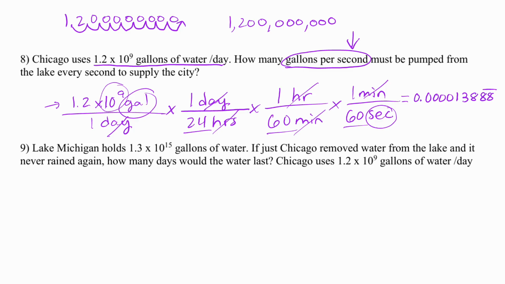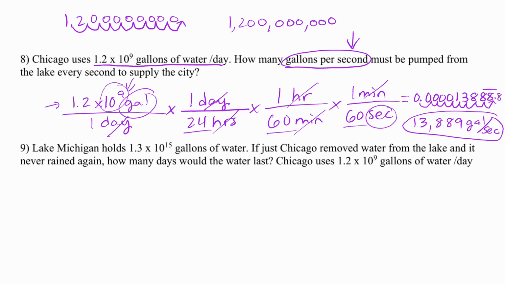0.123413888 repeating. So now I would then apply my 10 to the 9th. So 10 to the 9th is we're making a bigger number, right? So we're going to move this decimal point 1, 2, 3, 4, 5, 6, 7, 8, 9. This is another 8. So that means for my final answer, I have 13,889 gallons per second.